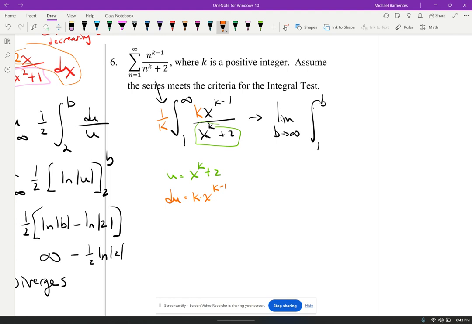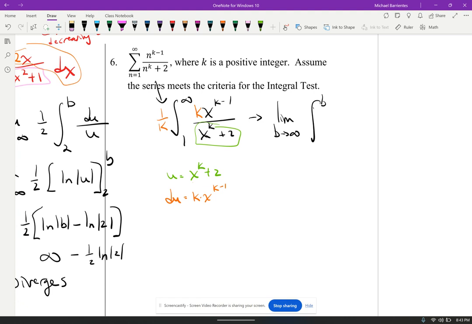And again, as I change it, I'm going to also change my limits of integration here. If I substitute 1 into the green formula to figure out my u value, it's just going to come up with 3. Remember, k is a positive integer, so it's some positive whole number. That means when I substitute 1, 1 to any positive whole number is 1, plus 2 is 3. And then if I substitute a big value and take it to the kth power plus 2, I'm just going to get an even bigger value. So this is still going to infinity. So I got that done.